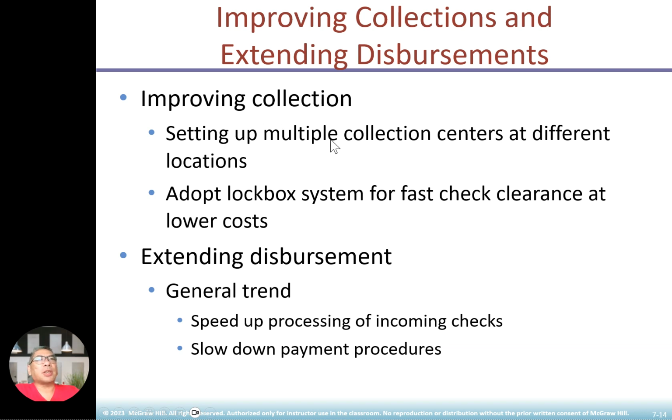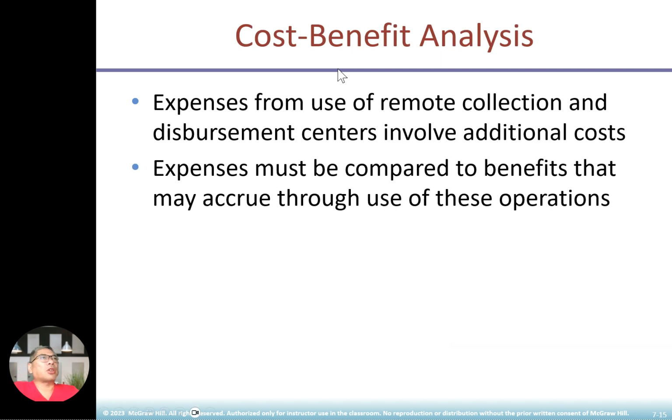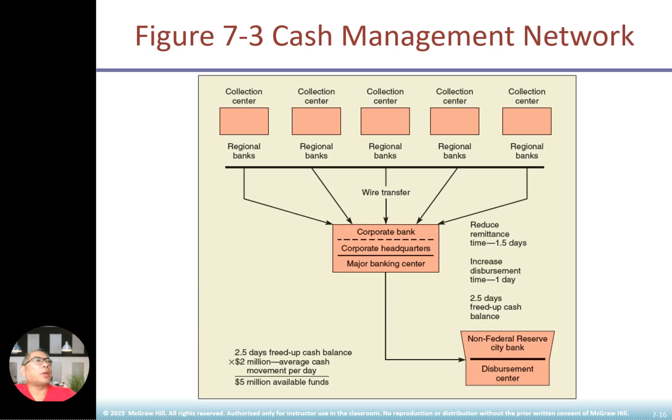Improving collections means setting up multiple collection centers at different locations and adopting a lockbox system for faster clearance at lower cost. Extended disbursement speeds up the processing of incoming checks and slows down the payment procedures as well. In terms of cost-benefit analysis, disbursements from the use of remote collection and disbursement centers involve additional costs. Expenses must be compared to the benefits that may accrue from these operations.